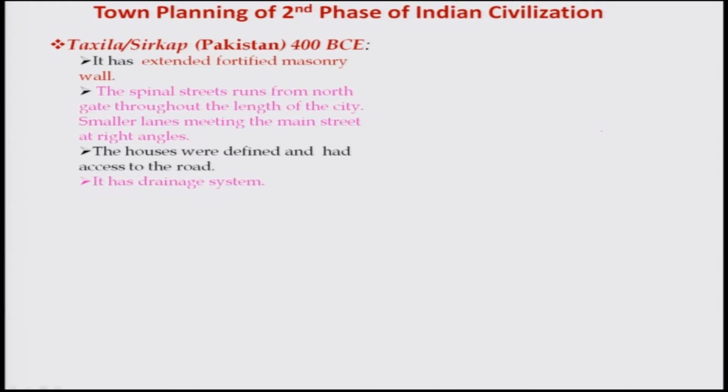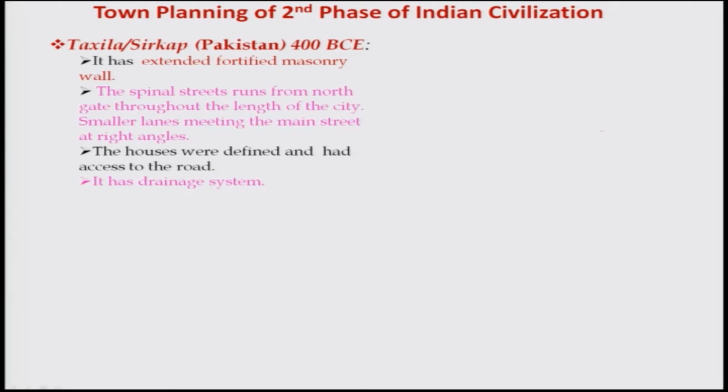And Taxila, which is nowadays known as Sirkap in Pakistan, around 400 BC, this city had an extended fortified masonry wall. The spinal streets run from the north gate throughout the length of the city. Of course, the smaller lanes meet the main street at right angles. And if you recall, this Taxila is where Chandragupta was a teacher, because there was a university where he was a professor at the time when Alexander the Great invaded that place. The houses were well defined with access to the road, and it had a very good drainage system as well.